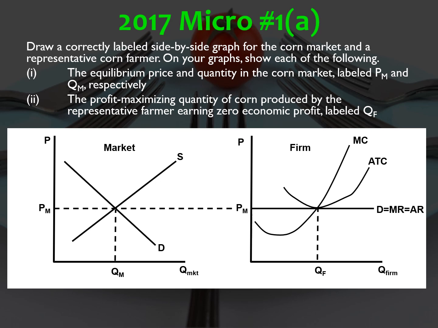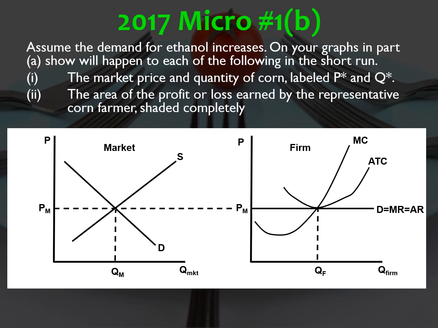You have marginal cost intersecting the minimum of ATC at where demand equals MR, which equals AR. So you're in long run equilibrium with no economic profit. QF represents the intersection of MR equals MC, and that happens to be at the minimum point of ATC, indicating there's zero economic profit.